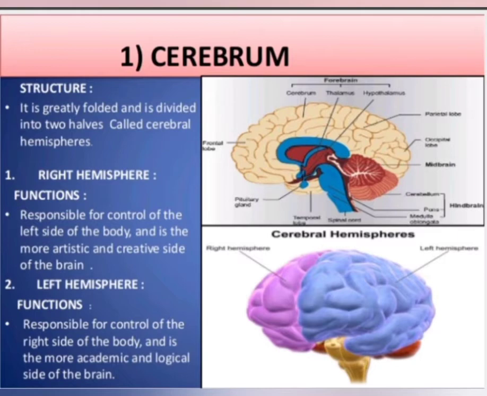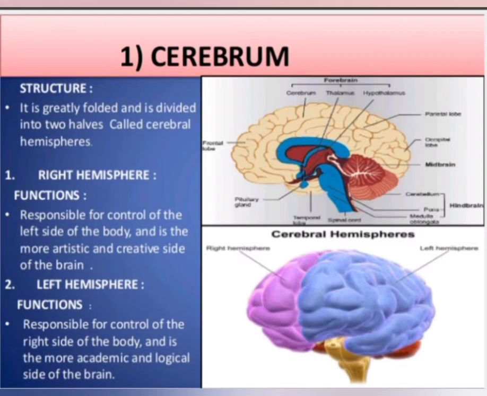This cerebrum is the main part of the forebrain, and it is divided into two hemispheres, that is right hemisphere and left hemisphere. Right hemisphere is responsible for controlling the left side of the body, whereas left hemisphere is responsible for controlling the right side of the body. The right hemisphere decides the artistic and creative side of the brain, whereas the left hemisphere is also known as the academic and logical side of the brain.